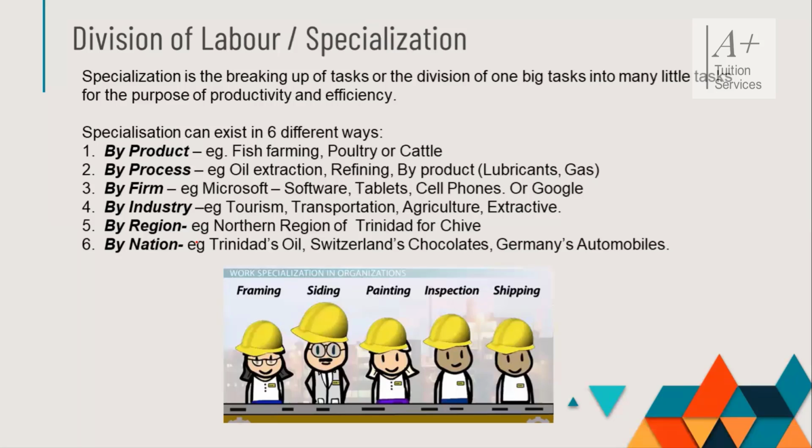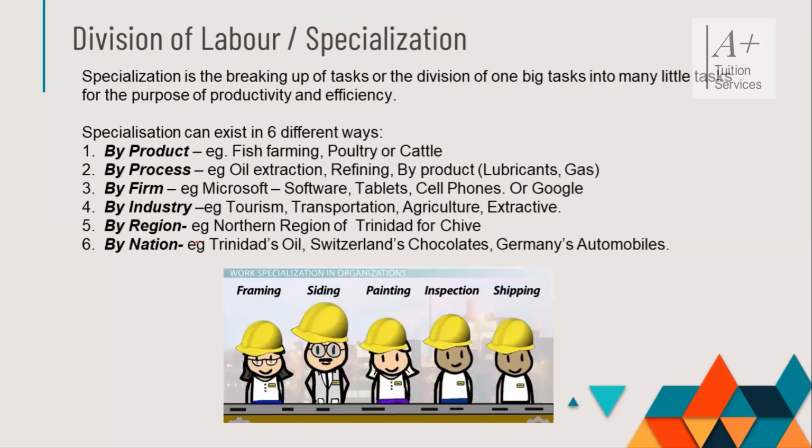So specialization is breaking up a big task into small tasks. Imagine we have one firm that does all the farming, all the processing, and handles everything. It would be monotonous and might not be efficient, but specialization allows people to break one big task into smaller tasks for the purpose of getting it done.